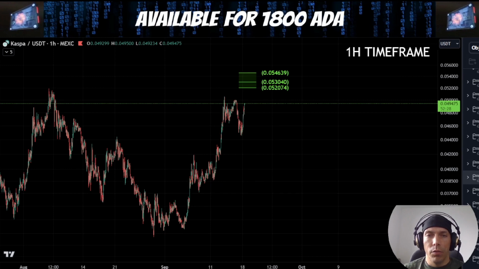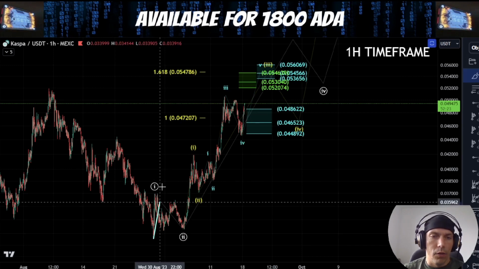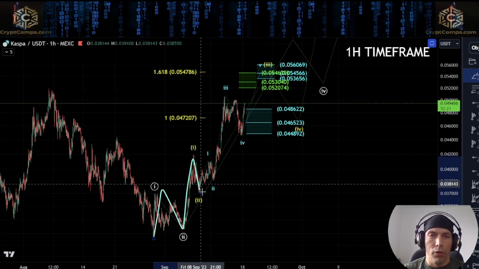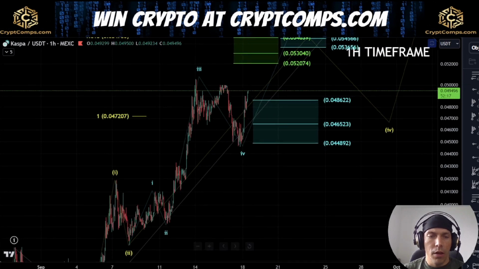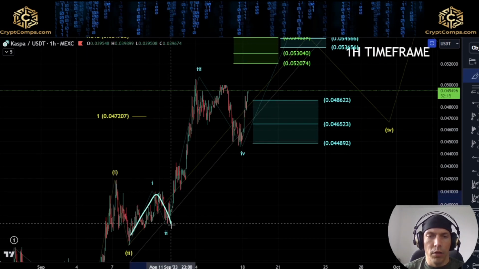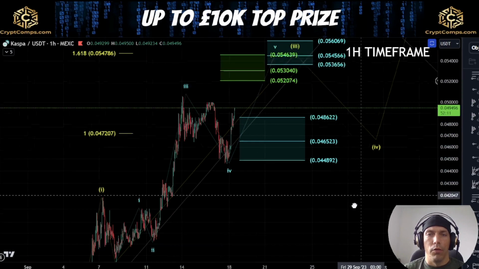Now, it is also possible that we could argue that within the structure, what we could have is that this is 1, 2, and we have another 1, 2 here. Now, within this idea, what we'd be saying is that internally here, we have this move as a diagonal 1, 2. This is a third wave. We're looking for a fourth and a fifth wave to the upside.